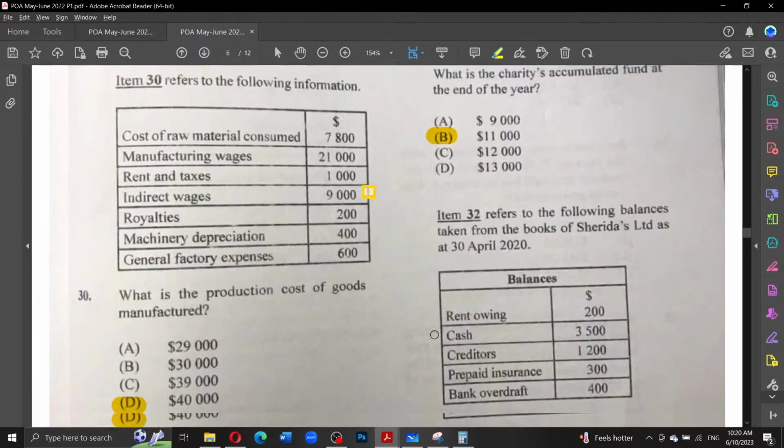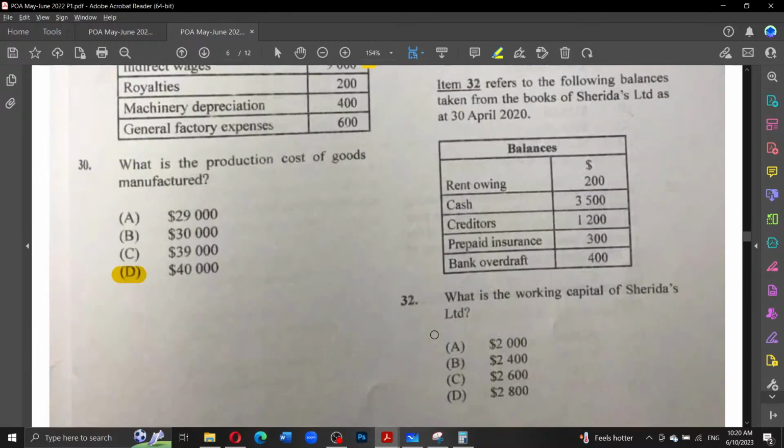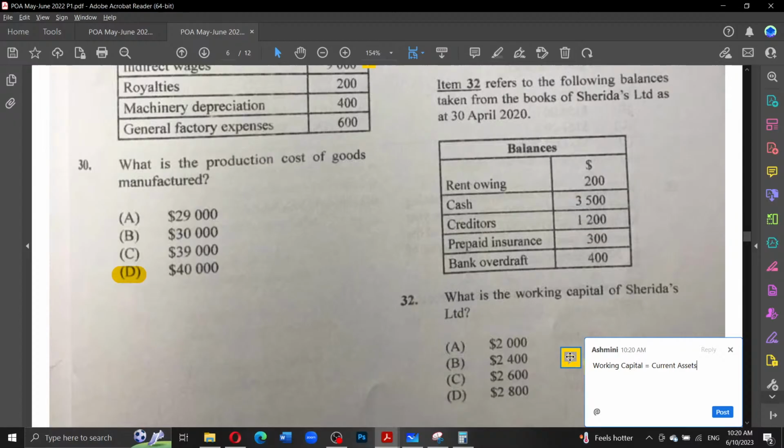Moving on to 32. Item 32 refers to the following balances taken from the books of Sheridas Limited as at 30th May 2022. We are asked to find the working capital. By now you should know the working capital. Working capital is total current assets minus total current liabilities.